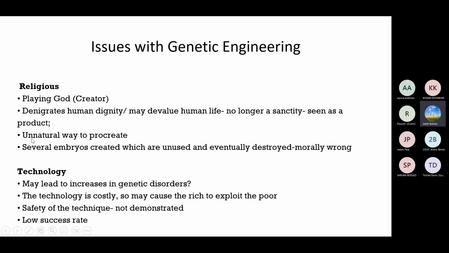Also, it's a very unnatural way to procreate because there are a lot of people who depend on genetic engineering to have children. For example, they may want a child with a particular gene.